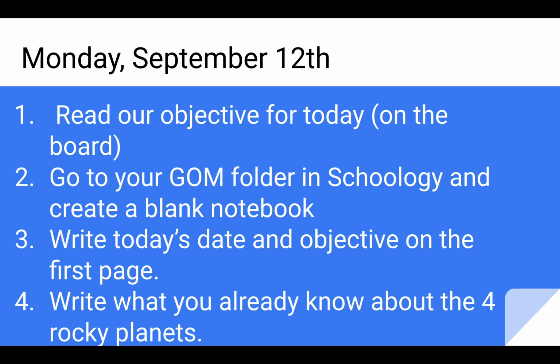At the top of the first page, I want you to write today's date, September 12th, and write the objective on the first page. That way we know what you're responding about. Again, the objective is I can compare and contrast the rocky planets. Then give me at least one sentence telling me what you already know about the 4 rocky planets. Go ahead and pause this video until you're finished with that.